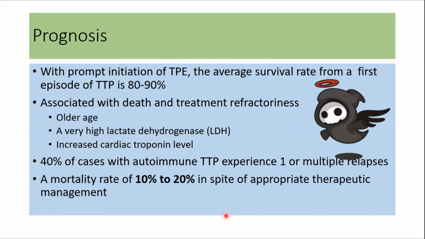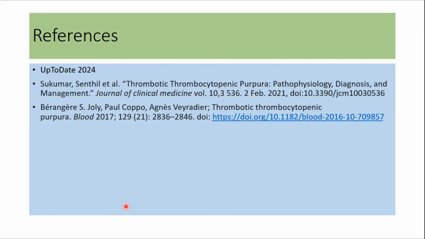Now let's talk about the prognosis. With the prompt initiation of the therapeutic plasma exchange, the average survival rate from a first episode of TTP is 80 to 90%. However, the overall mortality is 10 to 20% in spite of appropriate therapeutic management. And the old age, very high level of the LDLs and increased cardiac troponin level are associated with death and treatment refractoriness. So these are the references which we used while preparing our video.